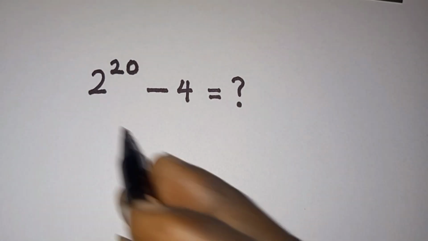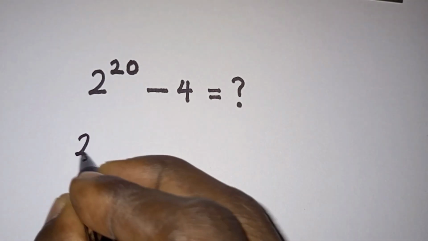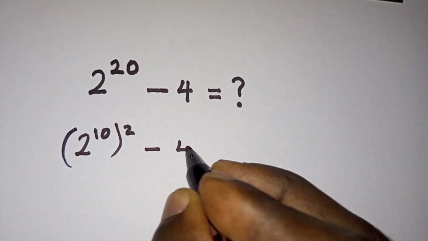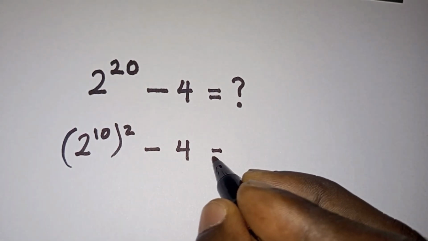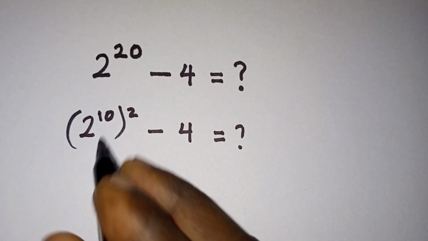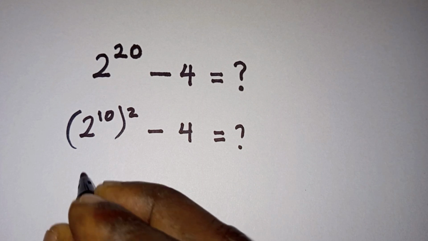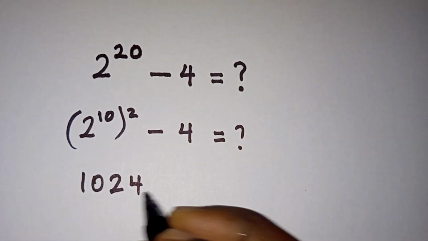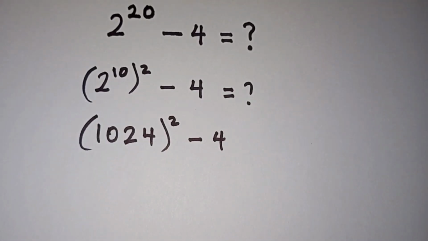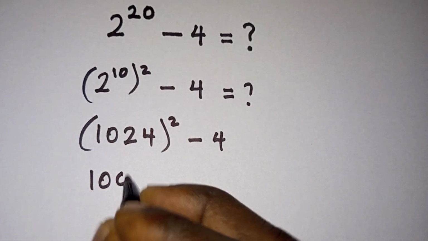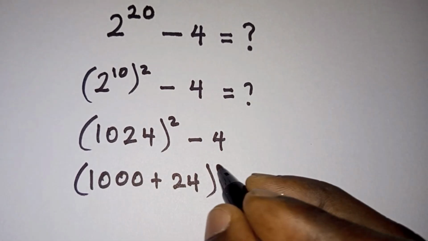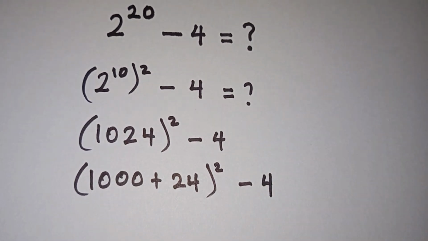Let's get started. 2 to the power 20 is the same as 2 to the power 10, all to the power 2, minus 4. We don't know the value, right? So from here, 2 to the power 10 is the same as 1024, then squared, minus 4. Now we can write this as 1000 plus 24, all squared, minus 4.